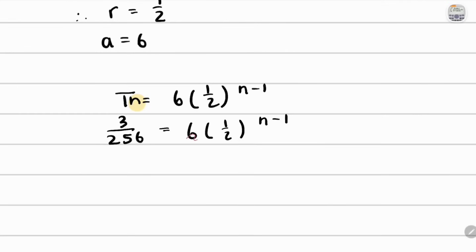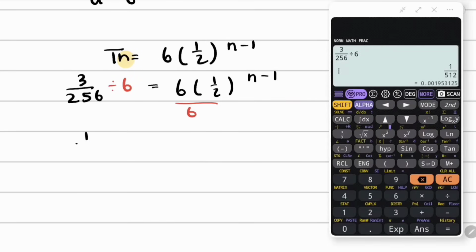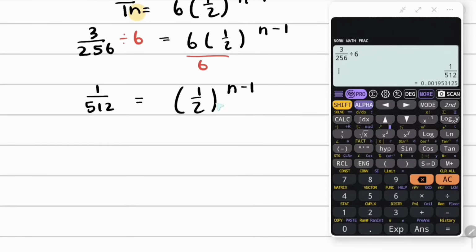And you see that 6 can leave over here. We can divide both sides by 6. But on your calculator, to avoid confusion, just say divide by 6. And we get 1 over 512, which is equal to 1 over 2 to the power of n minus 1. Okay, so you see that that's 1 over 2 and that's 512. So if you can express 512 as a base of 2, we would be able to solve for n.